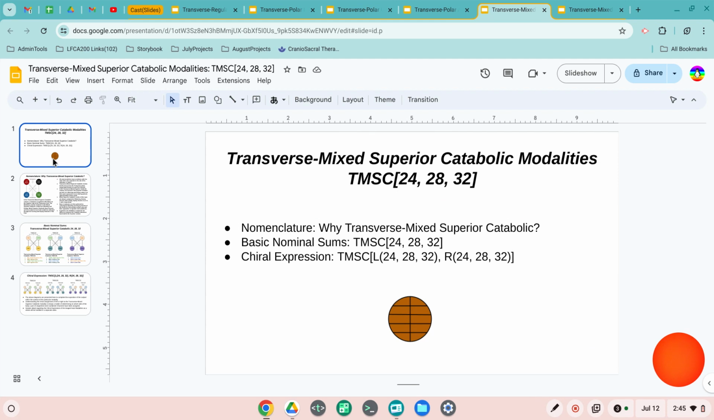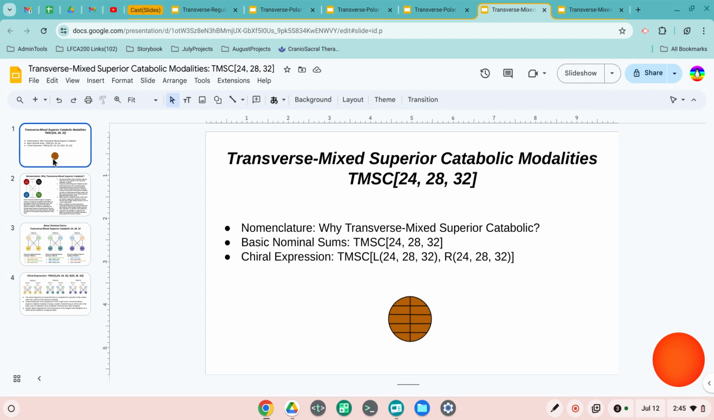Welcome to this lesson on the Western interpretation of the transverse mixed superior catabolic modalities of the global balance method. The first slide answers the question, why are these modalities labeled transverse mixed superior catabolic? Next, the principle of using basic nominal sums to label each individual modality within the category is covered in brief, along with a diagram of each mode and its color coding.